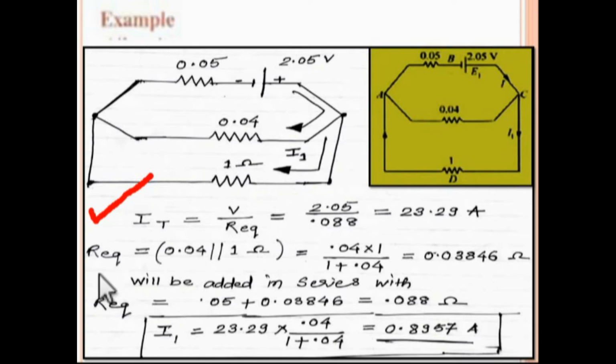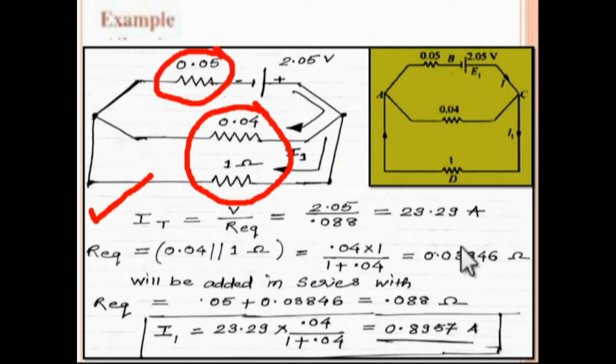And how to find R equivalent? So here 0.04 and 1 ohm will be in parallel. Okay, both will be in parallel and it will be in series with the 0.05 ohm. So the parallel combination of 0.04 into 1 divided by 1 plus 0.04 becomes this and will be added in series with 0.05 ohm. So R equivalent will be 0.05 plus this, ohm. So it will become 0.088 ohm.